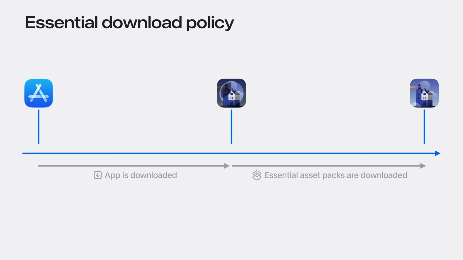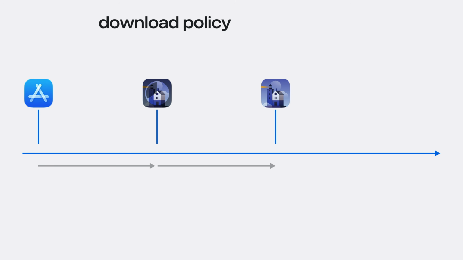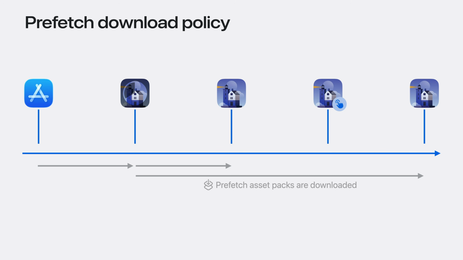The asset pack contributes to the overall download progress that people see in the App Store, in TestFlight, and on the home screen. And once the installation finishes and a person opens your app, the asset pack is ready to use. A prefetch download policy means that the system starts downloading the asset pack during the installation of the app, but the download could continue in the background after the app's installation finishes.